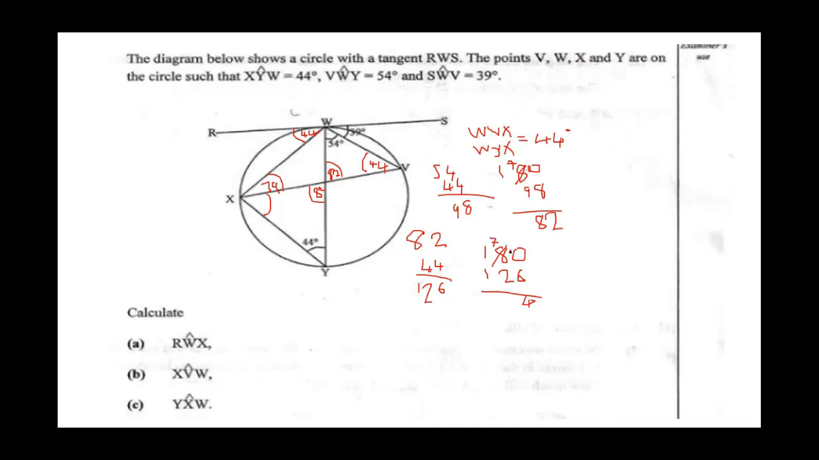Okay, then we have a 10. So 10 minus 6 is 4. 7 minus 2 is 5. So we have 54 degrees. So this angle here is 54 degrees.